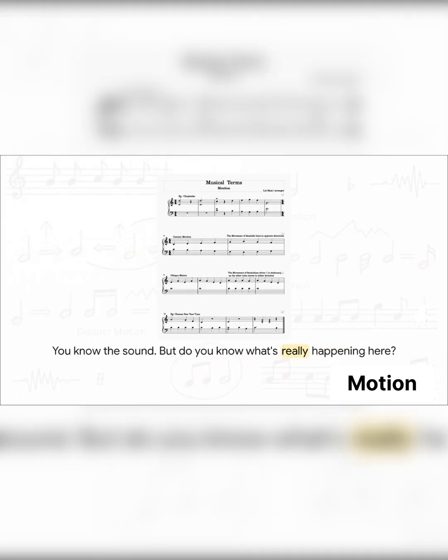I mean, you know this tune, right? Of course you do. It's Chopsticks. It's probably one of the first things a lot of us plunk out on a piano. But I want you to look beyond just the simple notes for a second. What's actually happening between that top line of music and the bottom line?